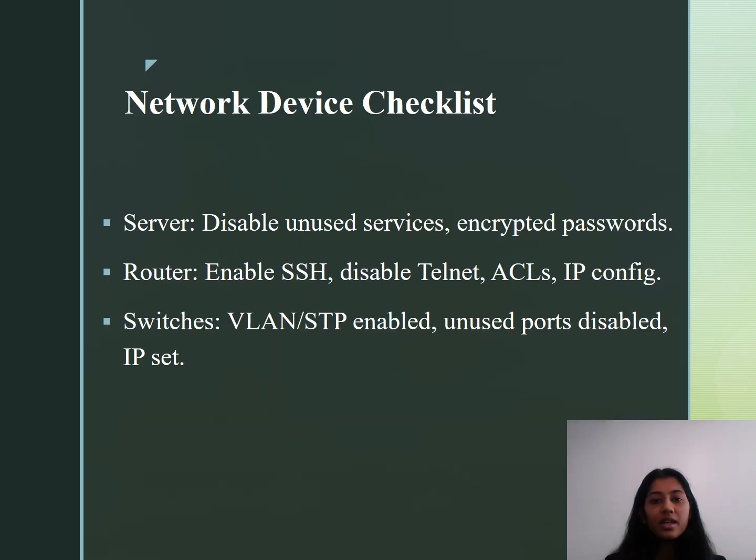Now, the second slide is on the server: we turned off unused services and made sure passwords are encrypted. For the router, we enabled secure access with SSH, blocked Telnet, and set up ACLs and IP settings. On the switches, we used VLANs, enabled STP for loop protection, disabled unused ports, and assigned IPs.